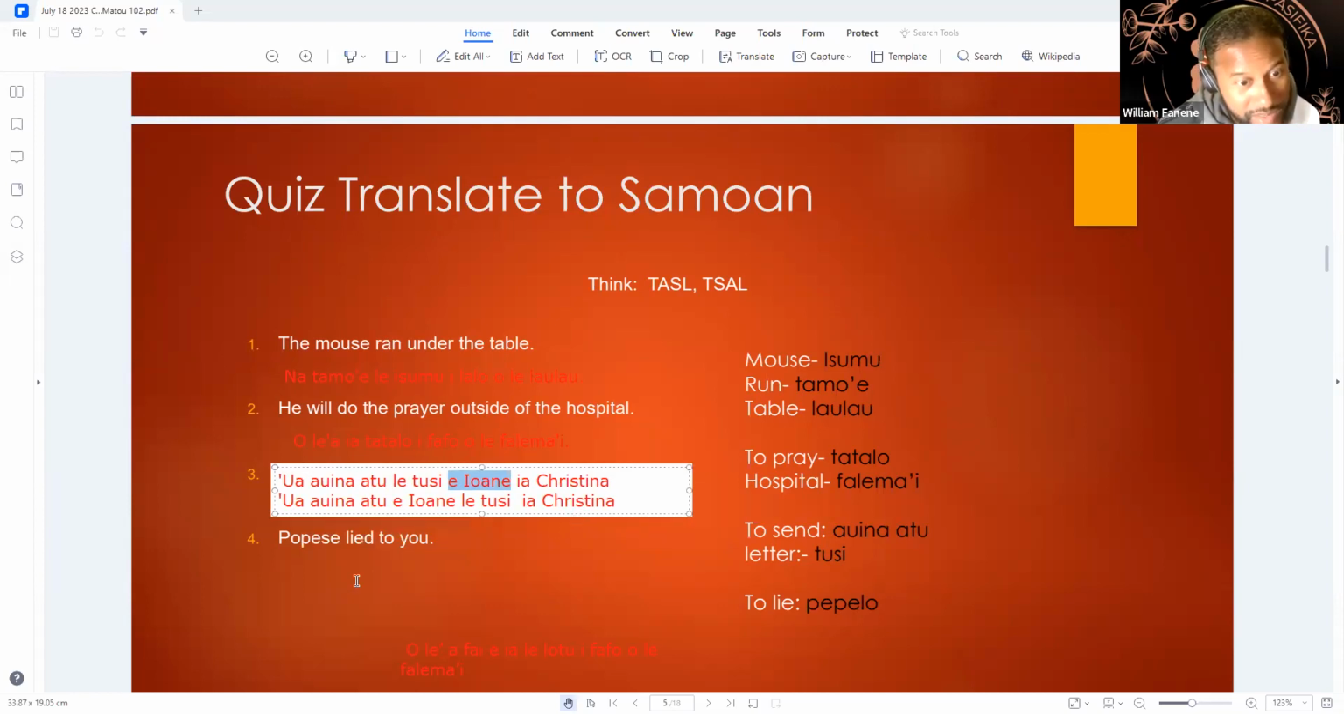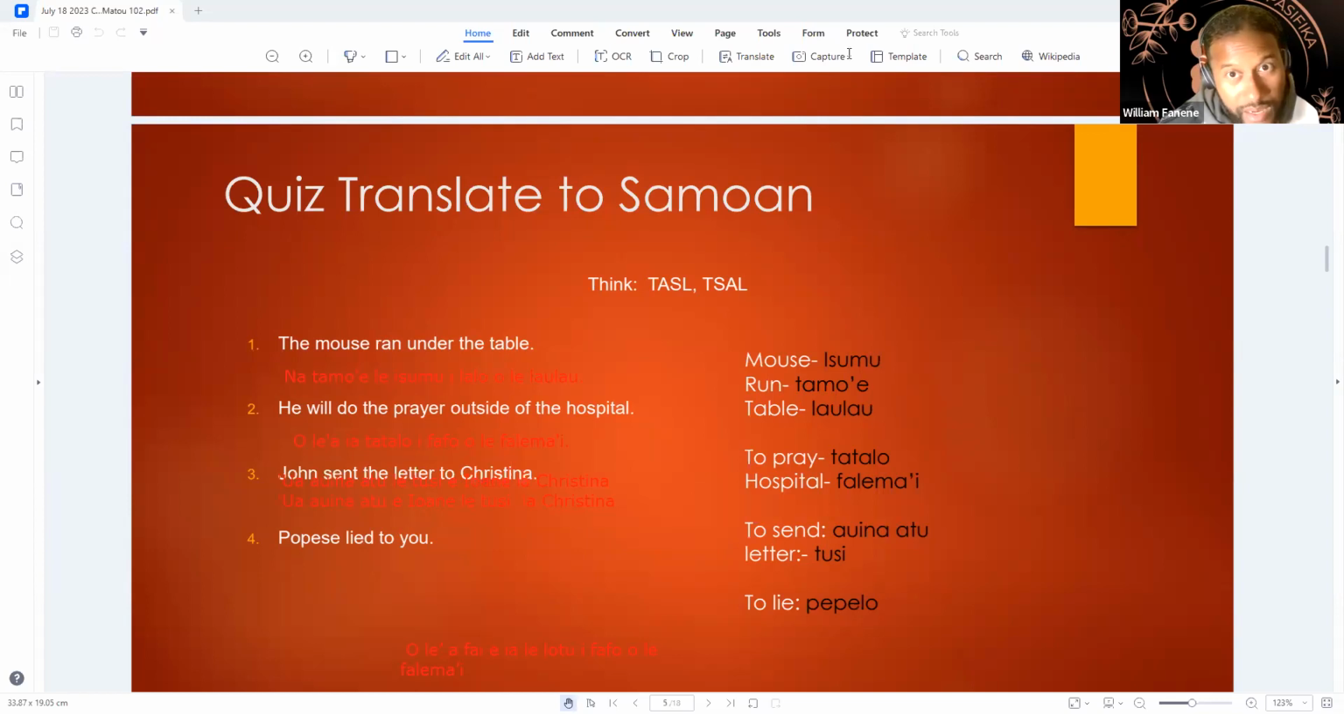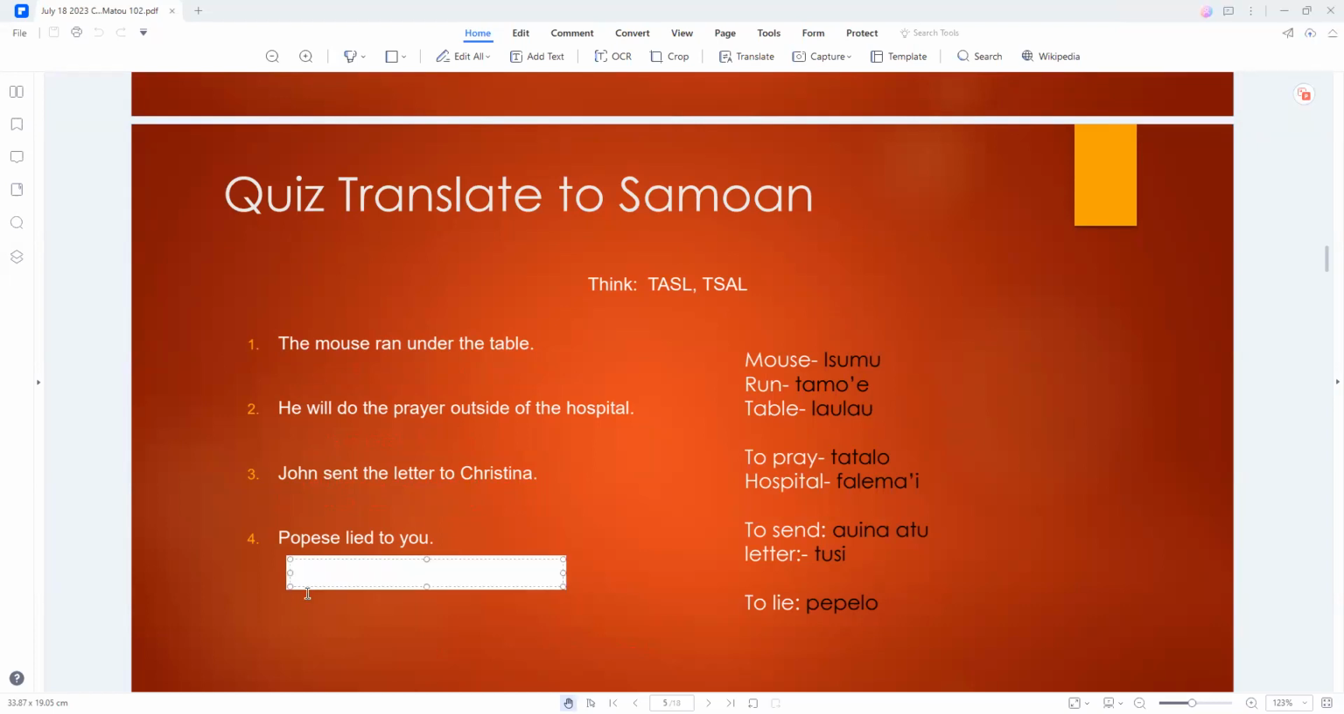And then the last one, Popese lied to you. Popese is a guy's name, or it could be maybe a woman too. But in this case, it's a guy because I know Popese. Na pepelo e Popese ya te oe.